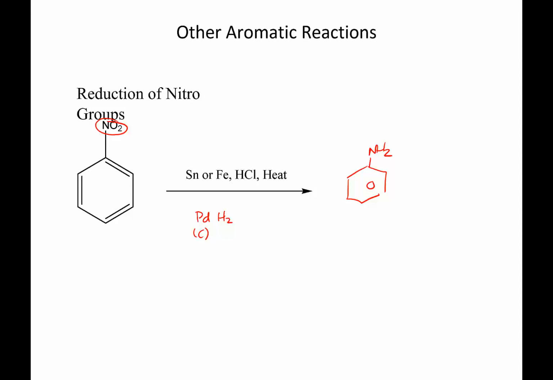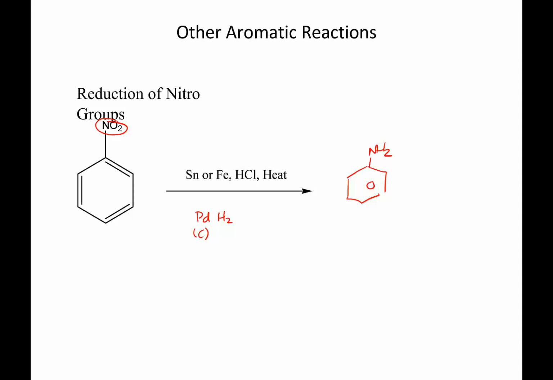So Pd/C means, first of all, palladium is super expensive. Platinum's super expensive. And so, you just need it on the surface of something that's cheap. So what they do is they absorb palladium or platinum metal onto the surface of carbon. Because then you don't need a chunk of solid palladium when you only need the surface. You just need the surface on something cheap like carbon. So that's what the Pd/C means.